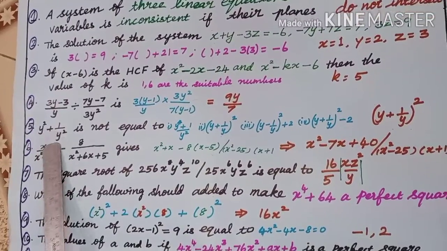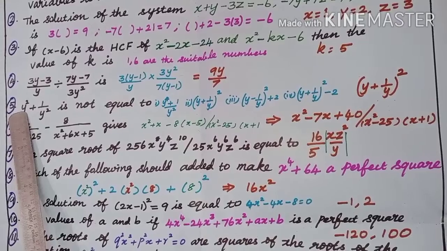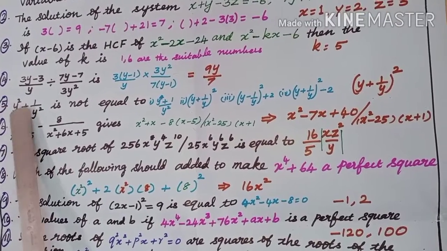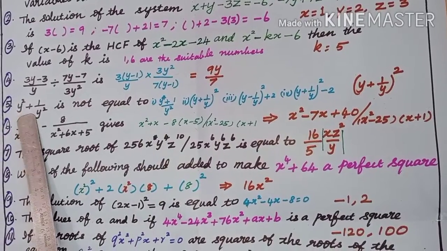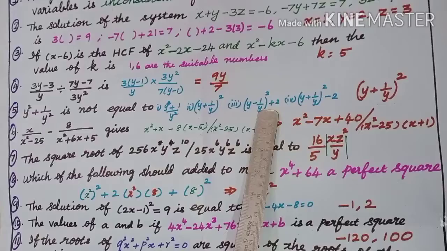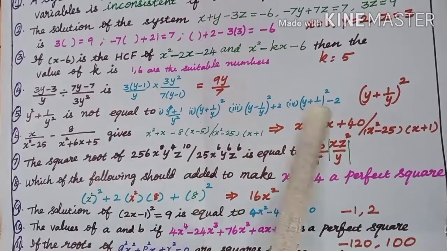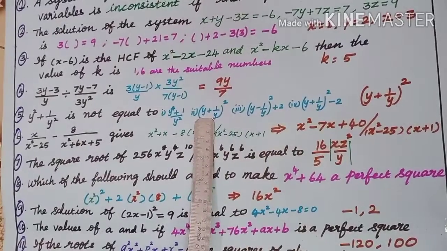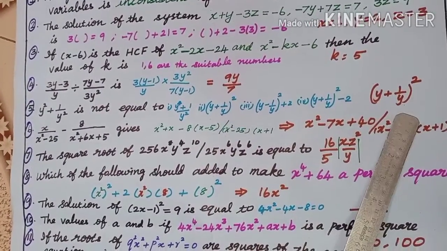y squared plus 1 by y squared is not equal to. If you cross multiply, you will get y power 4 plus 1 by y squared. The first answer is right, this is equal. And you will write this as a formula. If you have a minus formula, you add to get the plus formula, if plus, you reduce to get minus, this is equal. So what is not equal? y plus 1 by y, the whole squared, is not equal.